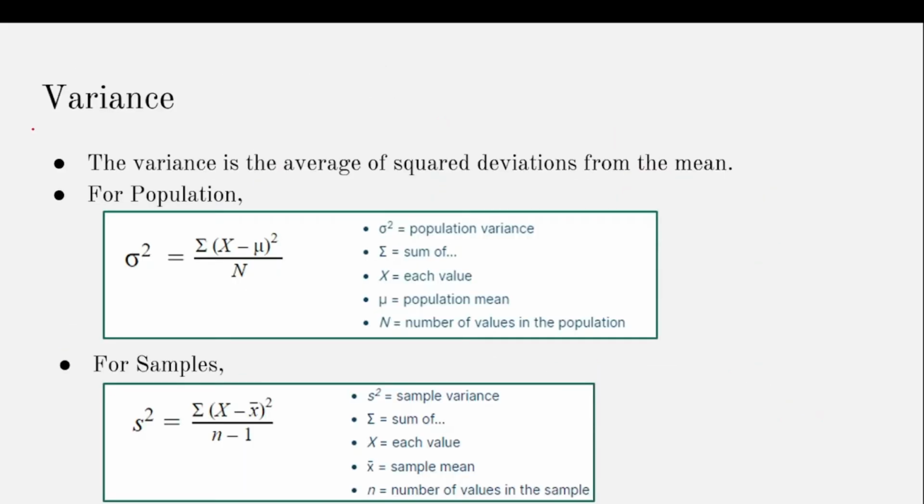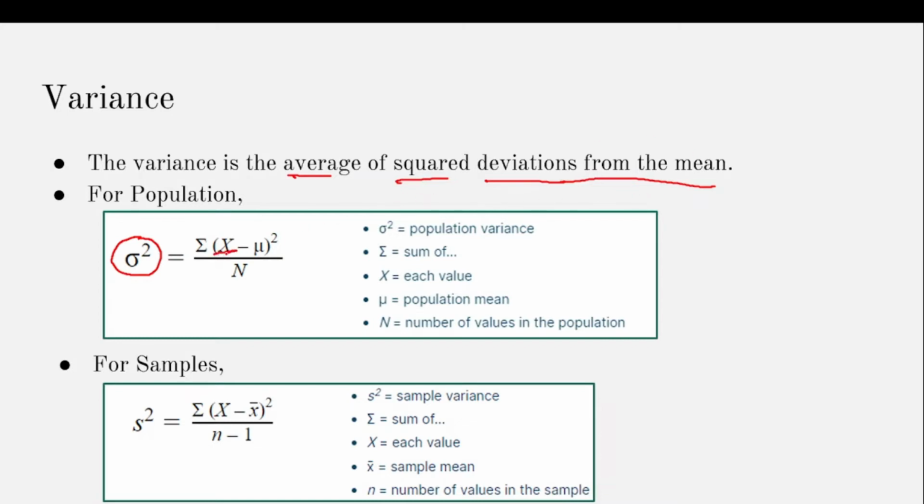Moving ahead, another measure of variability is variance. The variance is the average of squared deviation from the mean. Variance is represented by the symbol sigma square. To find the variance, as the definition said, it's average squared deviation. So firstly, we need to find the square of deviation from the mean.